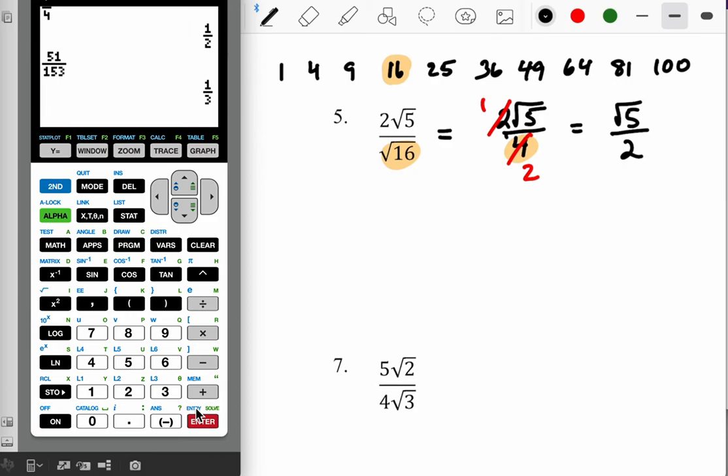Now, the odd numbered problems have to be expressed in a way that does not have a radical in the top of the fraction. So we need rational numerators. The way we rationalize is to multiply the top and bottom of the fraction by the radical you want to get rid of. I don't want a radical in the top of the fraction here, so I want to get rid of that radical 5. I'm going to multiply top and bottom by radical 5.